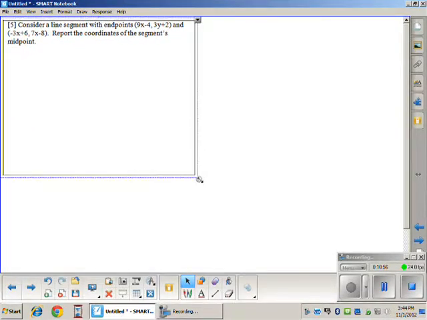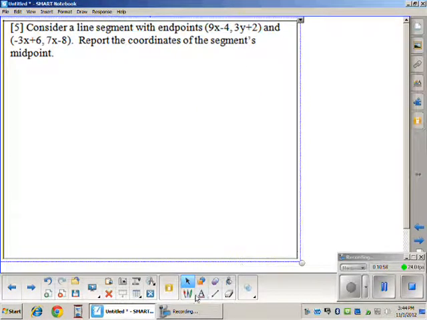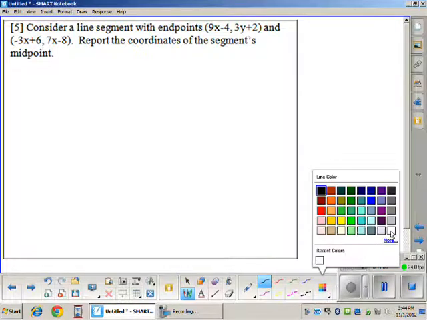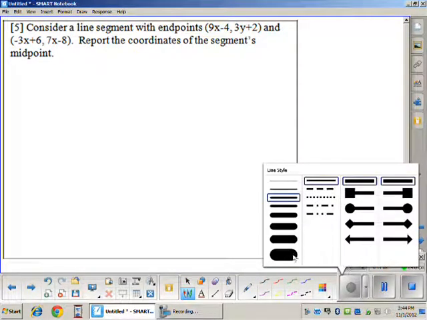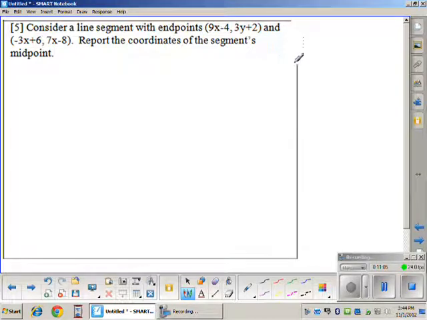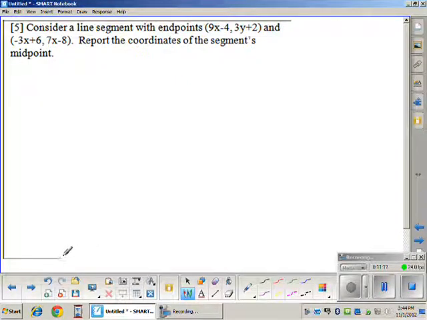Okay, so we have a line segment with these endpoints: 9x plus 4, 3y plus 2, and negative 3x plus 6, and 7x minus 8. And I'm asked to find the midpoint. Well, the midpoint, you might be saying to yourself, well, Mr. Collins, how can I do that? I don't know the numbers. I don't know the values of x and y. I said report the coordinates. That just means give me an expression that represents the coordinates.